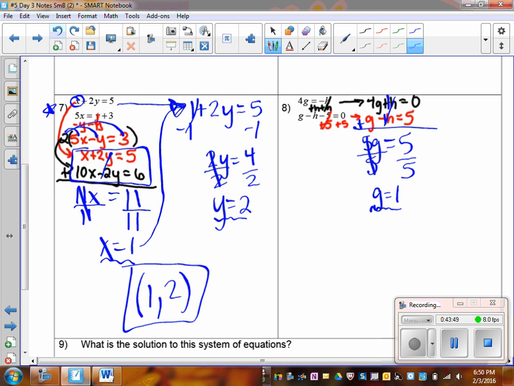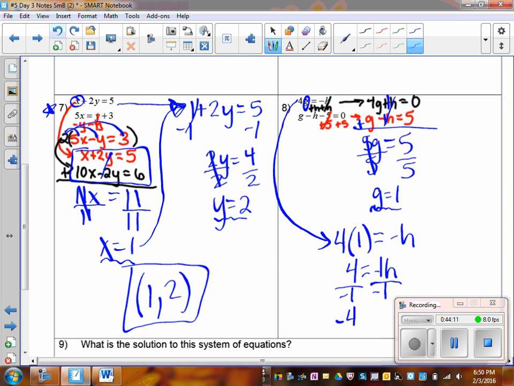Alright, let's take g and put it back into my original equation. I'm going to take my first equation here. And again, I'm taking 1 and putting that in for g in my equation. So instead of 4g, I have 4 times 1 equals negative h. So I have 4 equals negative h, but I need to get h by itself. So same thing as negative 1h. So divide by negative 1 on both sides. I get negative 4 equals h. Alright, again, alphabetically. So A, B, C, D, E, F, G, H. G comes first, so it's 1, negative 4. And this is my final solution.